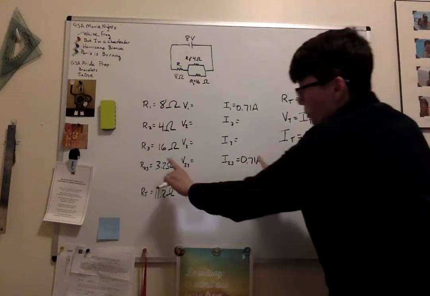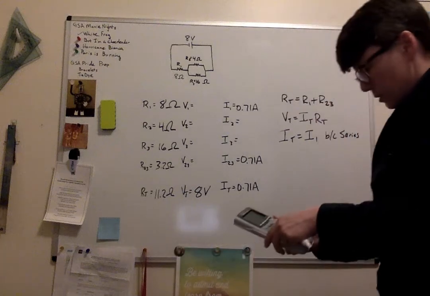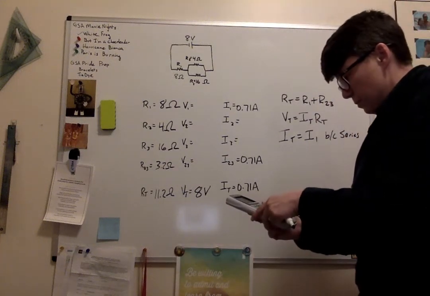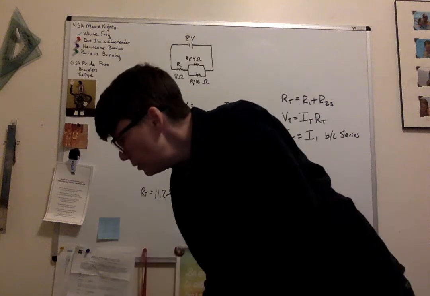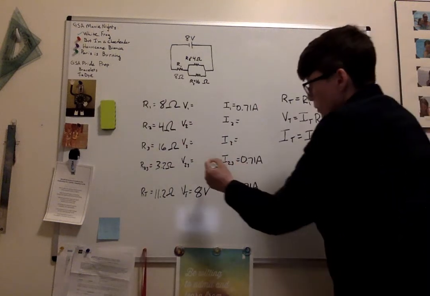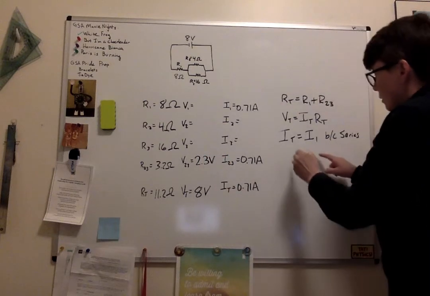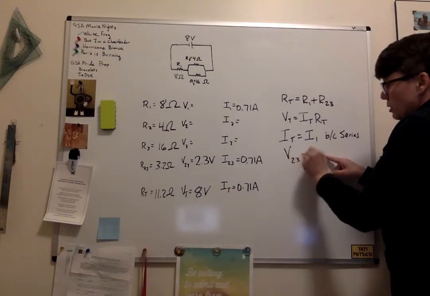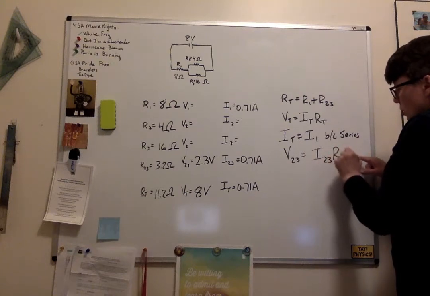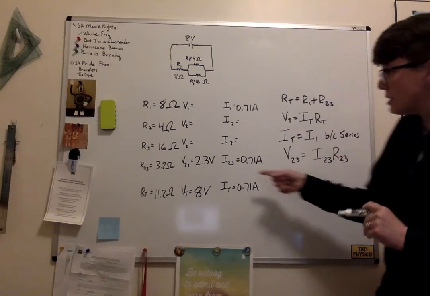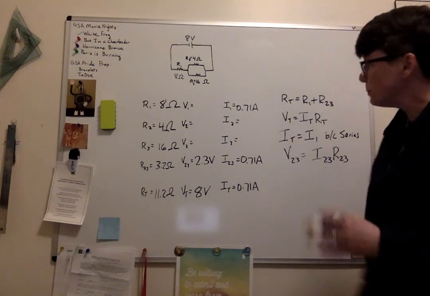Now again, I'm going to look at what I've got. I've got an R and an I, so I can get a V. That's 2.3 volts. So again, V2,3 equals I times R. This is that subtotal line. Again, it does not appear in your handout.